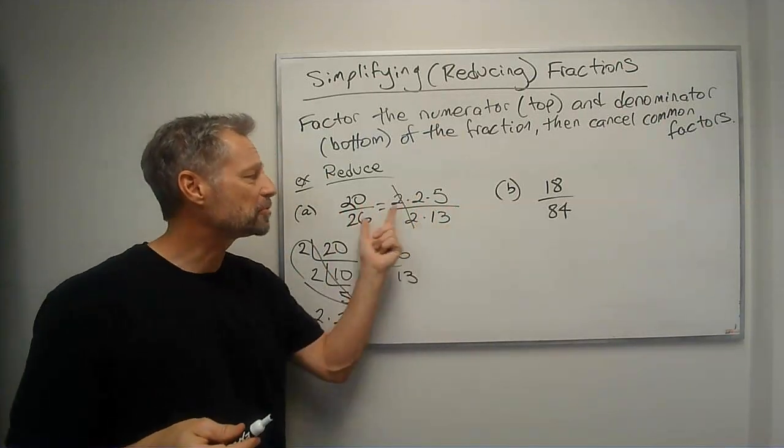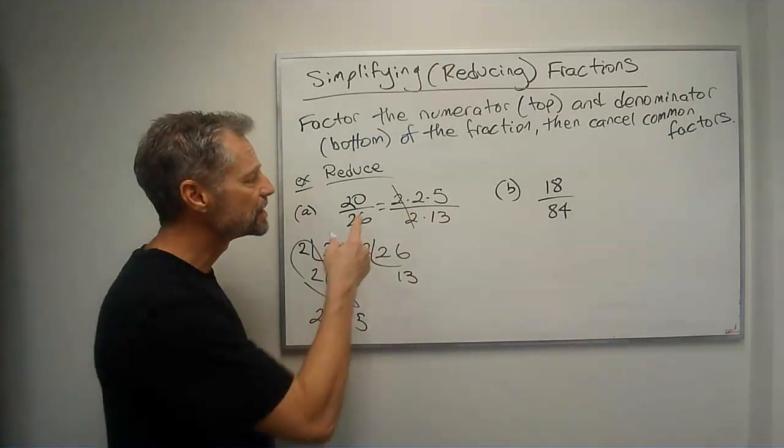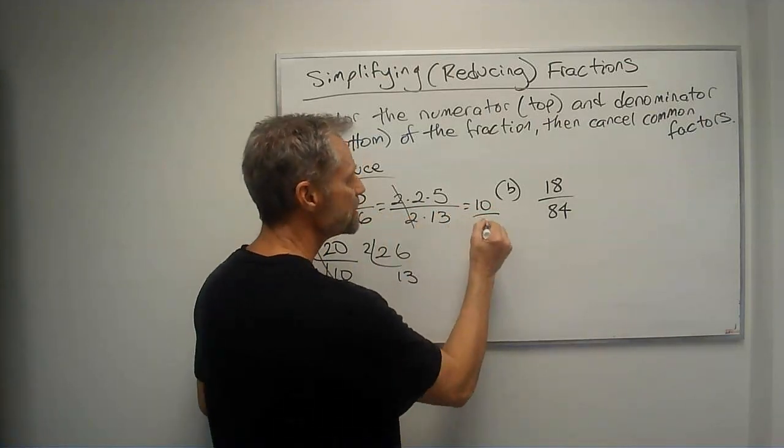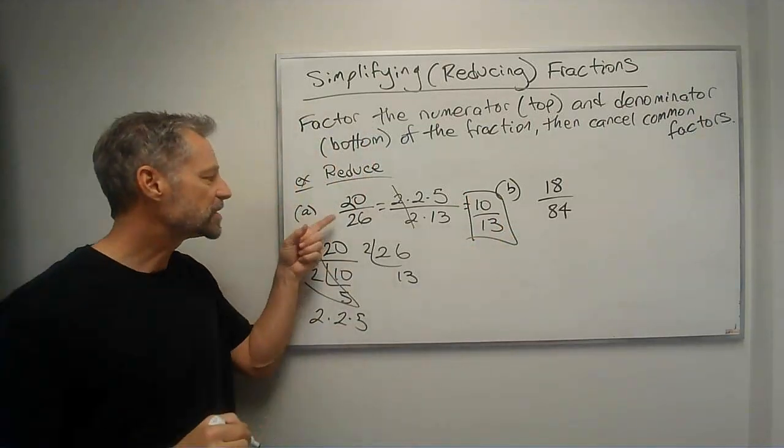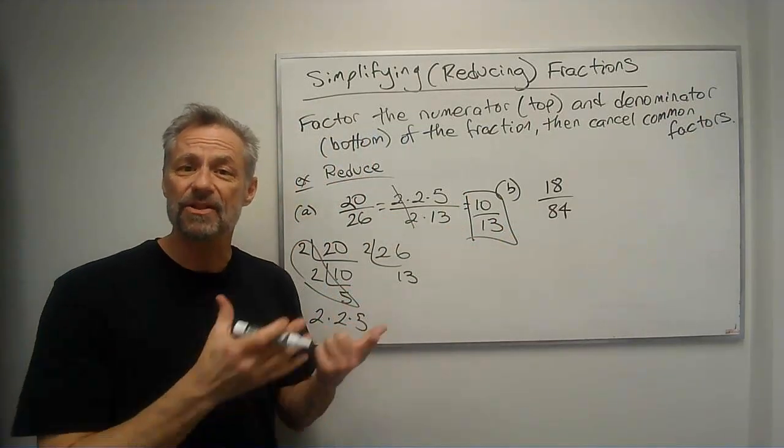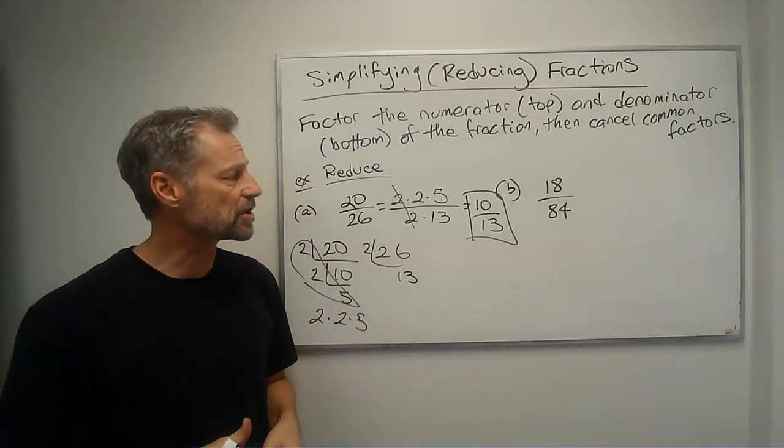So now I just multiply everything that's left that doesn't cancel out. So the 2 times 5 is 10. And the 13 by itself on the bottom, and that's my answer. 20 over 26 reduces to 10 thirteenths, or simplifies, if you want to call it that.